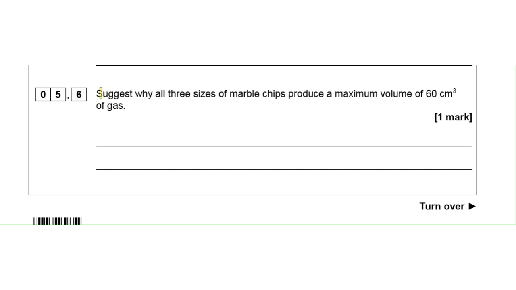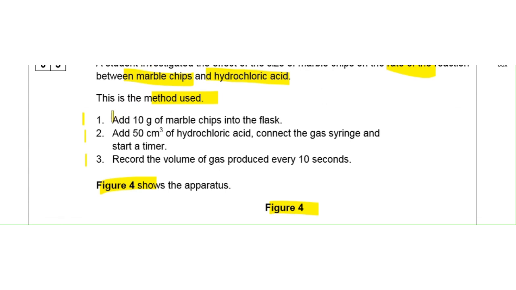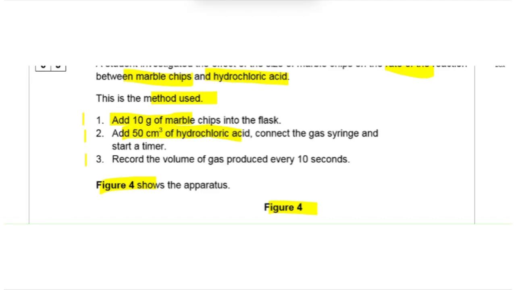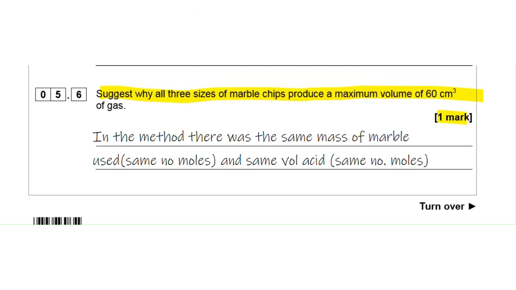5.6. Suggest why all 3 sizes of marble chips produce a maximum volume of 60 cubic centimetres of gas, and this is for 1 mark. Let's go up to the method, and we can see that you are adding 10 grams of marble chips and 50 cubic centimetres of hydrochloric acid for every single experiment. So we can say in the method there was the same mass of marble, which means the same number of moles, and the same volume of acid, which also means the same number of moles. So the same number of moles of acid and the same number of moles of marble are going to give you the same volume of gas.